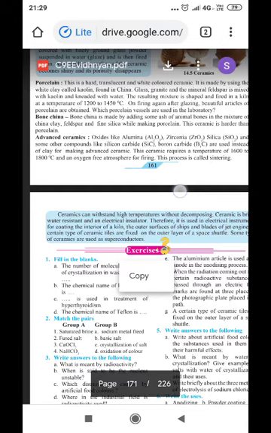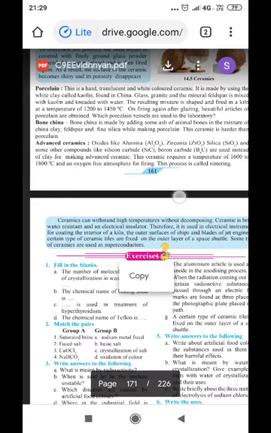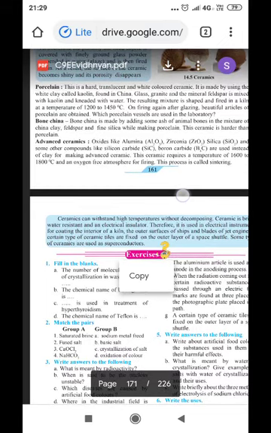Which porcelain vessels are used in the laboratory? Porcelain dishes are used so that they do not react with other substances. Also, on heating, they do not break easily. Bone china. Bone china is made by adding some ash of animal bones to the mixture of china clay, feldspar, and fine silica while making porcelain. This ceramic is harder than porcelain.